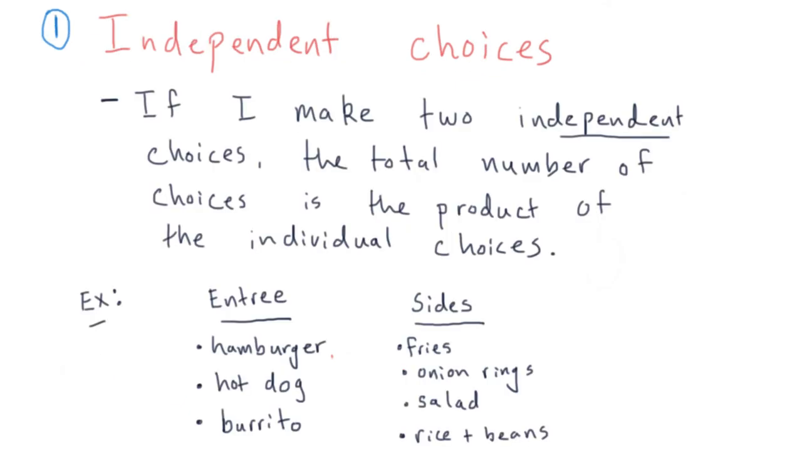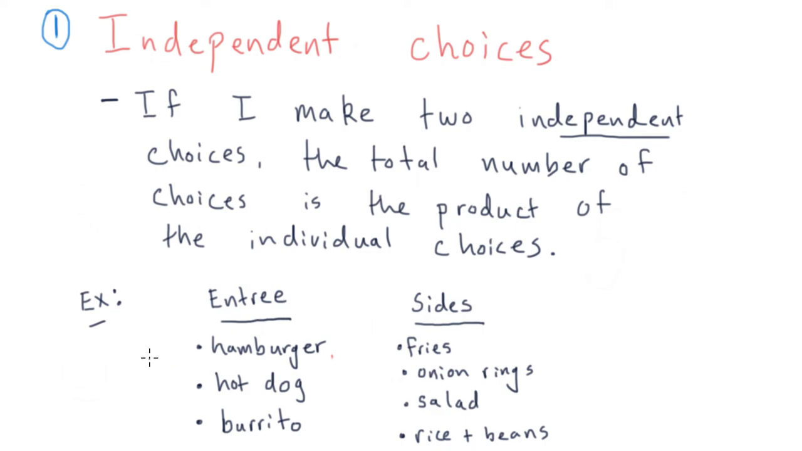Okay, so the idea behind independent choices is really simple. If I make two independent choices, or more than two, but let's just think about two for now, and those choices are independent, and we'll look at what independent means mostly by looking at an example, then all I do is multiply the number of choices of each of the individual cases, and that's the total number of choices. So I think an example is going to take us really far in understanding what this means.